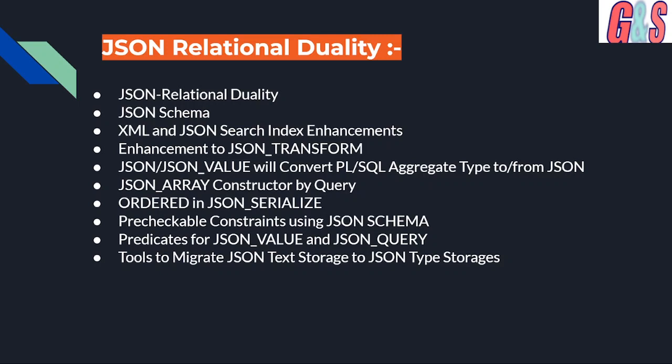Coming to the next, pre-checkable constraint using JSON schema. To avoid sending invalid data to the database, an application can often pre-check or validate it. PL/SQL function DBMS_JSON_SCHEMA.DESCRIBE provides JSON schemas that apps can use to perform validation equivalent to that performed by a database column level check.